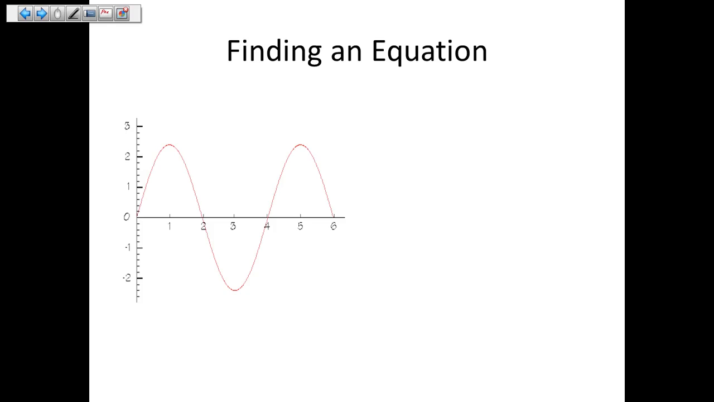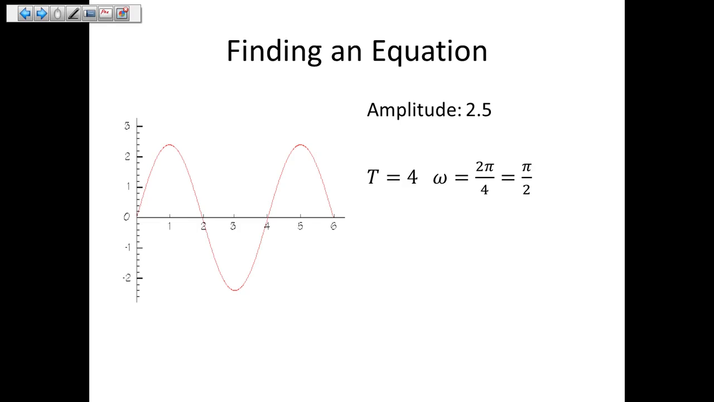Alright, so here we have a wave. It goes through the origin, so you're probably thinking, oh, let's make that a sine. Very good. But let's work through the system. Amplitude is 2.5. Okay, that's from the middle of the wave, the x-axis, up to the top, or from the x-axis down to the bottom. That's 2.5, our amplitude. Now our period is 4.